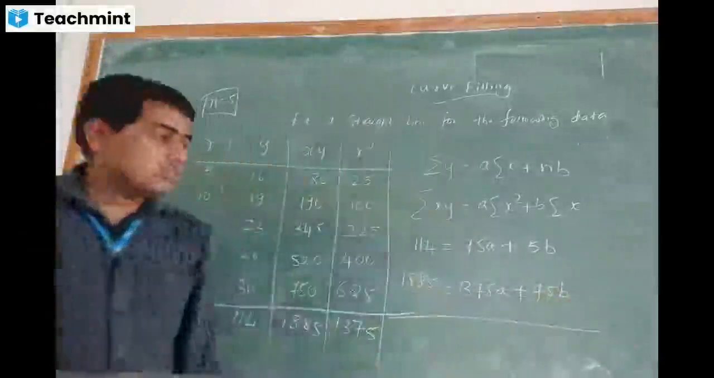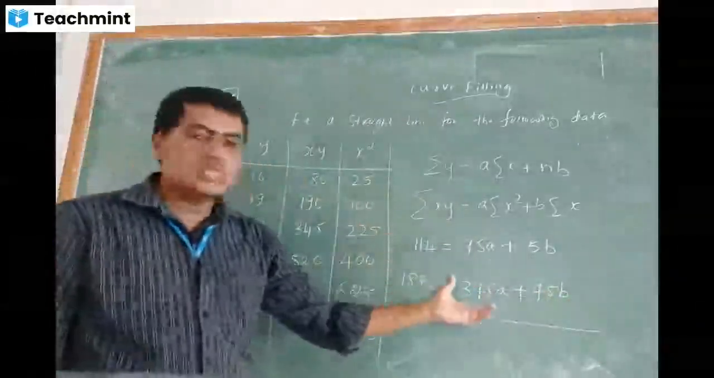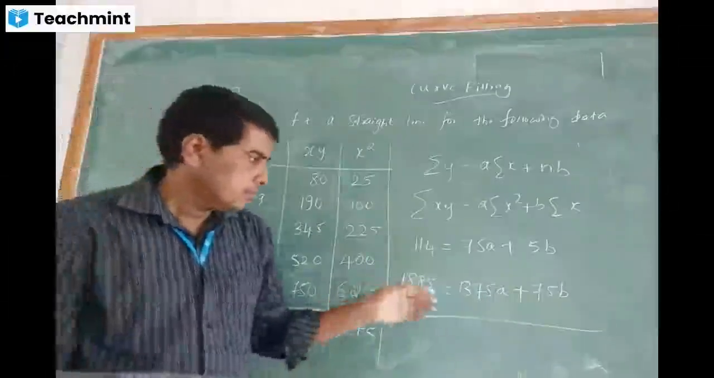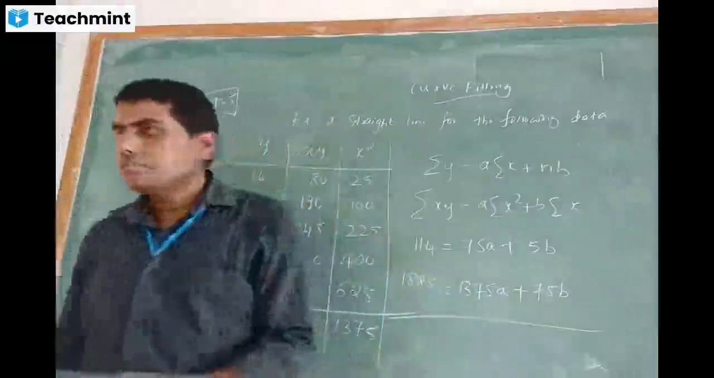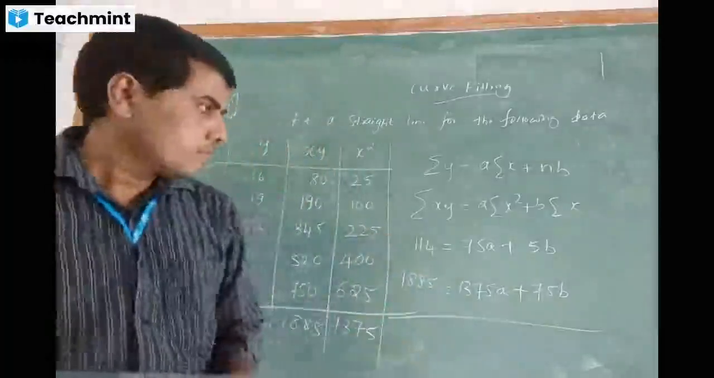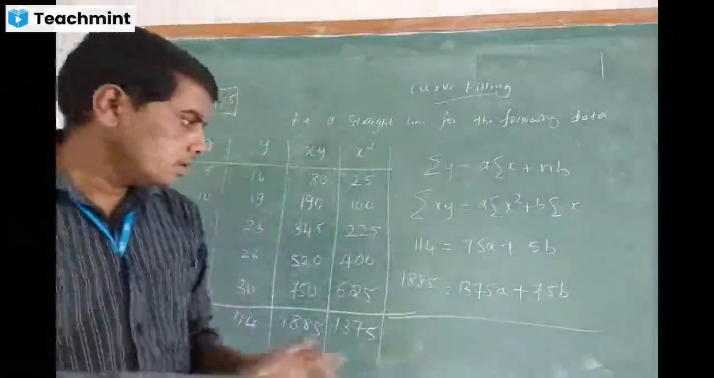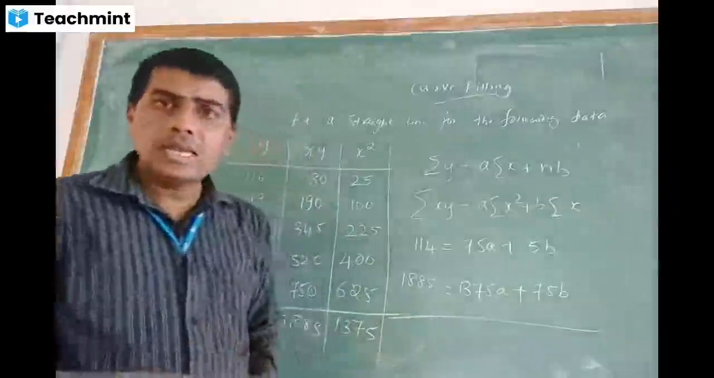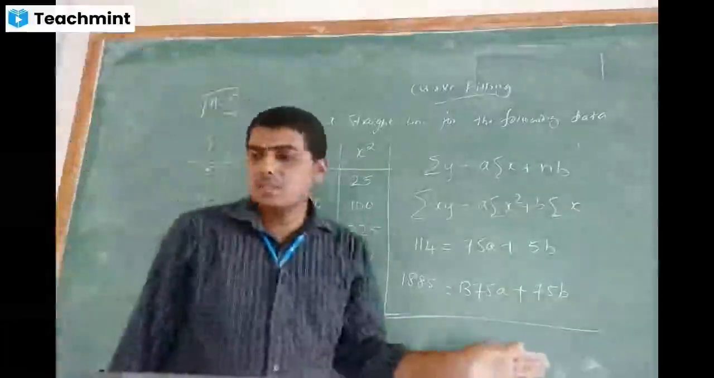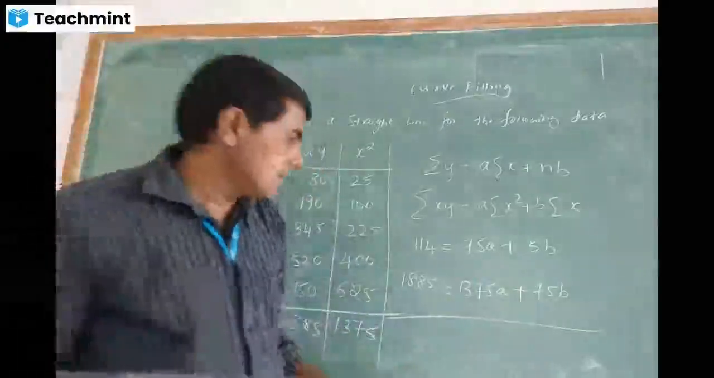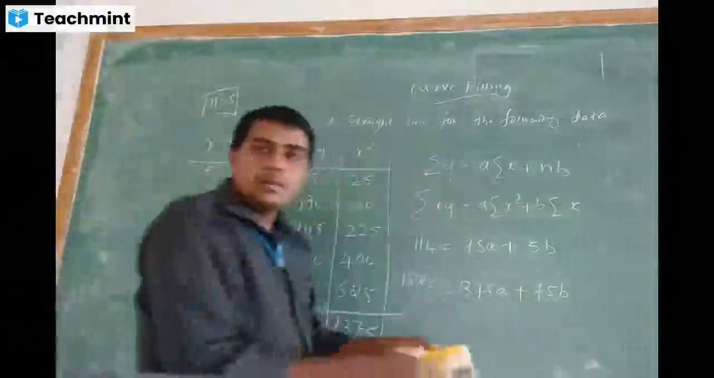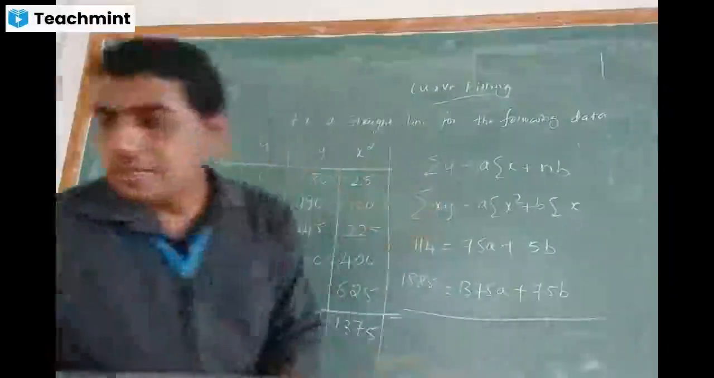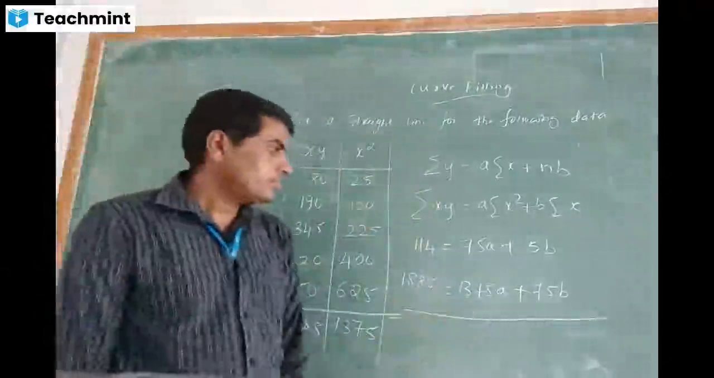So we are going to solve this simultaneous equation. There are two equations, right? And it is a linear equation. How will you solve it? Use the calculator. Because in the examination, and according to the syllabus, it is clearly mentioned that we can obtain the values of a and b by the calculator directly.